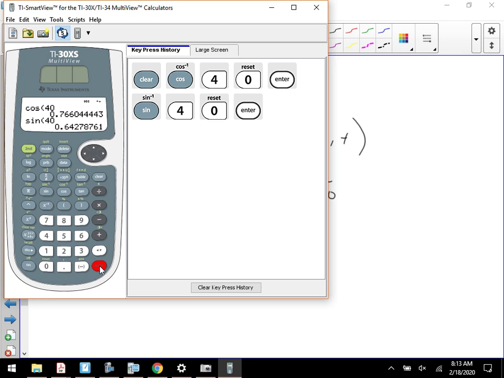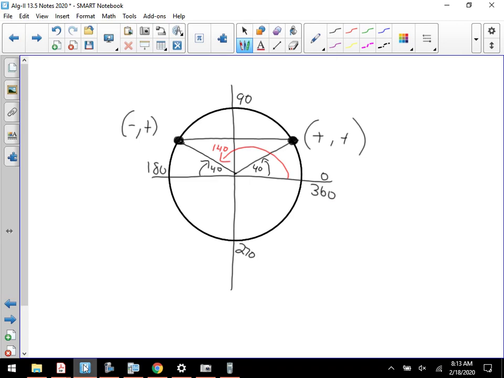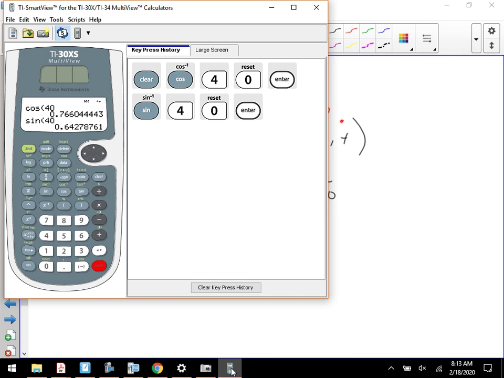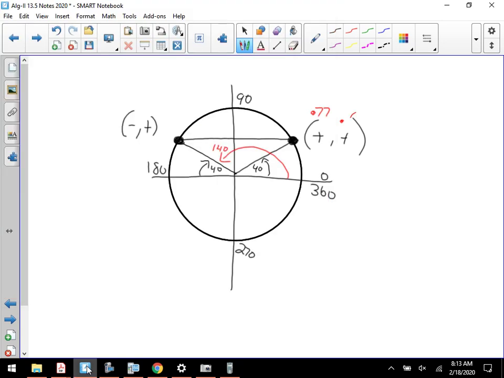Now, what comes first in the alphabet, cosine or sine? What comes first in the alphabet, x or y? Remember what I told you to write down? Oh my gosh. Hold on. I remember. I have it. So 0.77, 0.64-ish for both the x and the y coordinate there.